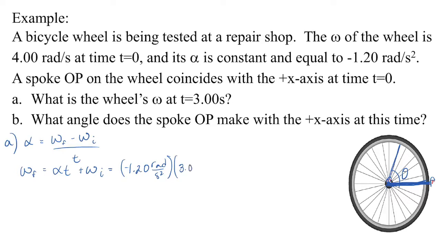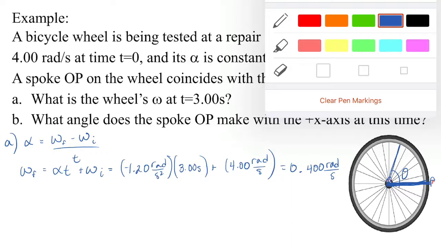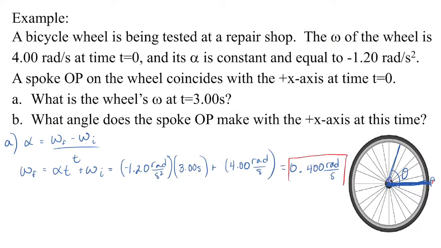Okay, so of course we know the change in time is 3 seconds. And I'm going to add to that its initial angular velocity, 4 radians per second. Okay, and when I calculate that, I should get 0.4 radians per second. Okay. So it's still positive, but it is lower than the initial velocity, which makes total sense because, again, that initial velocity and the acceleration are in opposite directions. So therefore, we know this guy is slowing down.